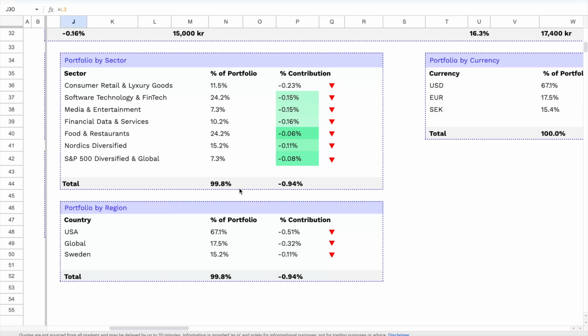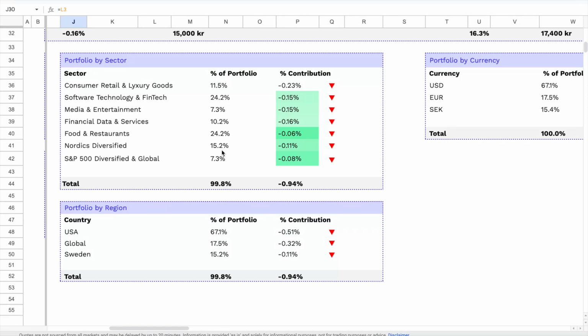Most importantly, I can see the percentage contribution that specific sector made to the overall portfolio change for that day. In this case, all sectors are down, but the worst sector was consumer, retail, and luxury goods. The best sector, at least on a relative basis, was the food and restaurant sector, only down 0.06%. This gives me a better understanding of what's going on in the portfolio.